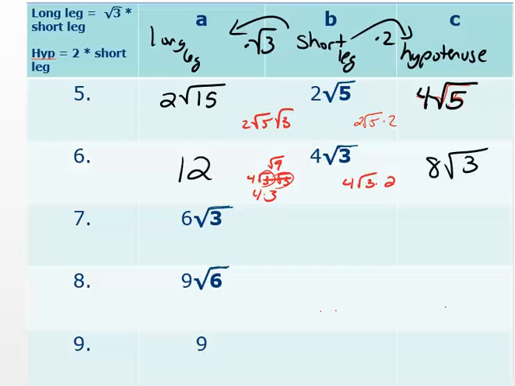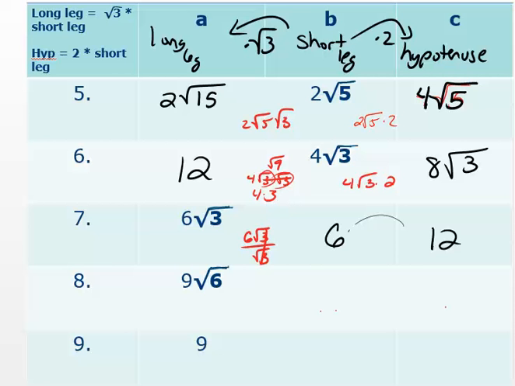Okay, let's work on some where we go backwards. I'm going to start with the long leg. I know the long leg for number 7 is 6 rad 3. Now, to get from the short leg to that long leg, we would have multiplied by rad 3. So if I'm starting with the long leg and need to go back to the shorter leg, I'm going to divide by rad 3. The rad 3's cancel, and my short leg is 6. Then, just like normal, to get to the hypotenuse, we multiply by 2. 6 times 2 is 12.